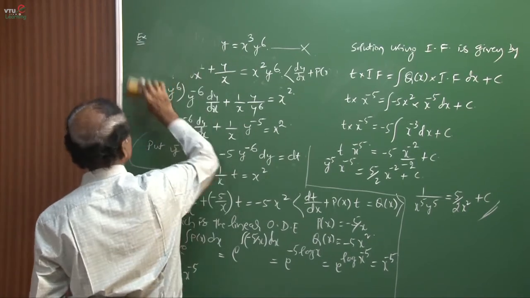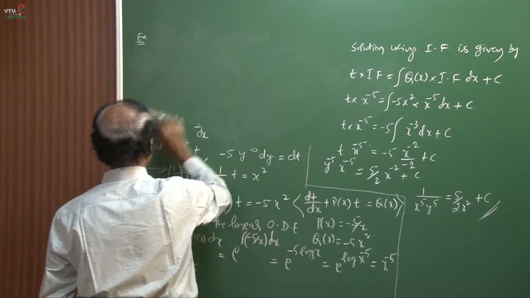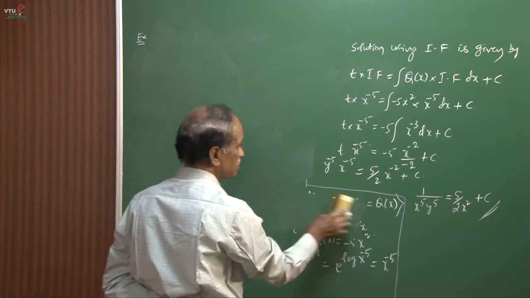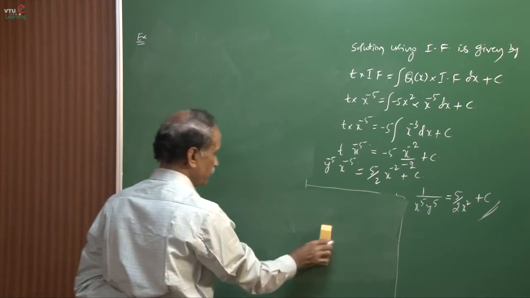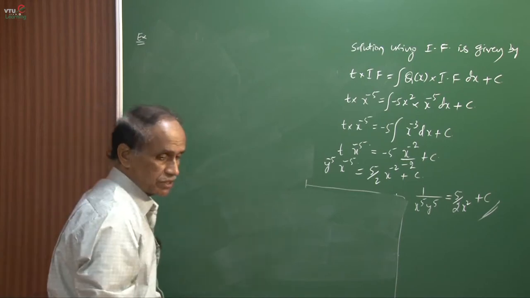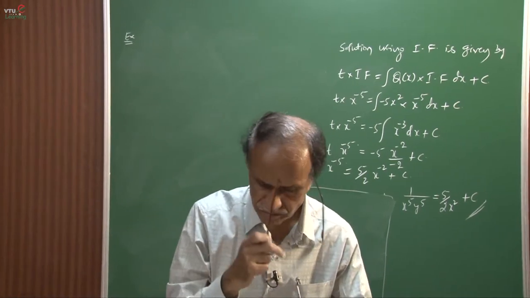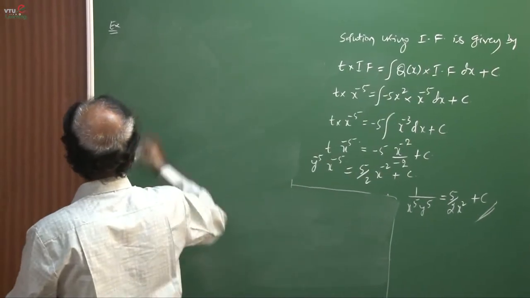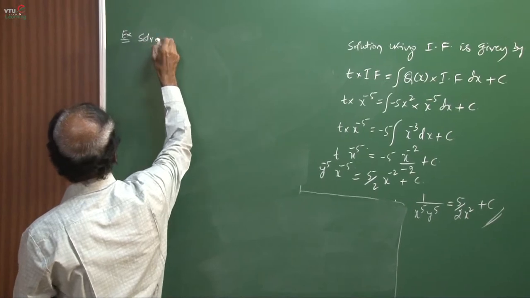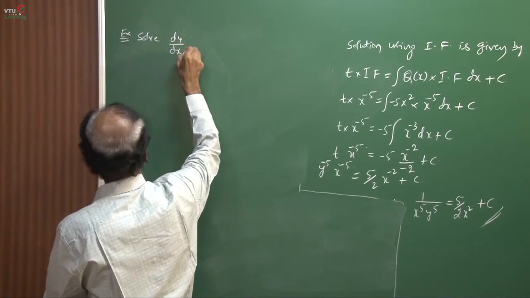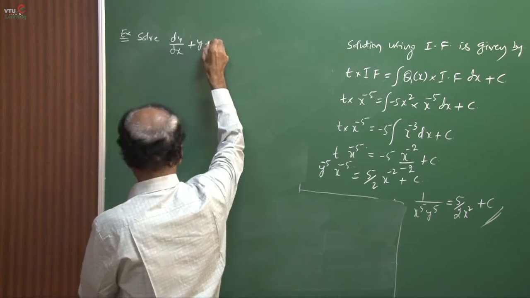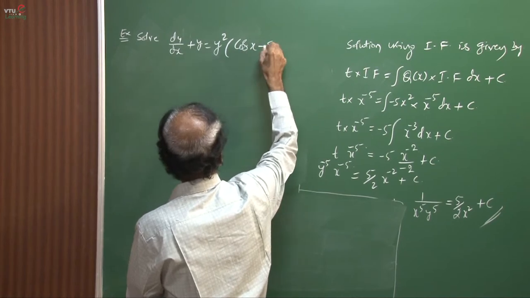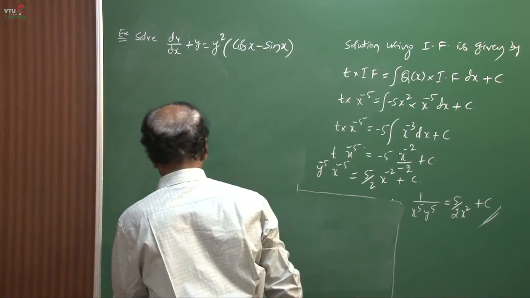In a similar fashion, I will take one more problem. The next situation will include a trigonometric function. How the presence of trigonometric functions also shows the nonlinearity in Bernoulli's differential equation. So the problem is like this. Solve dy by dx plus y is equal to y square into cos x minus sin x.